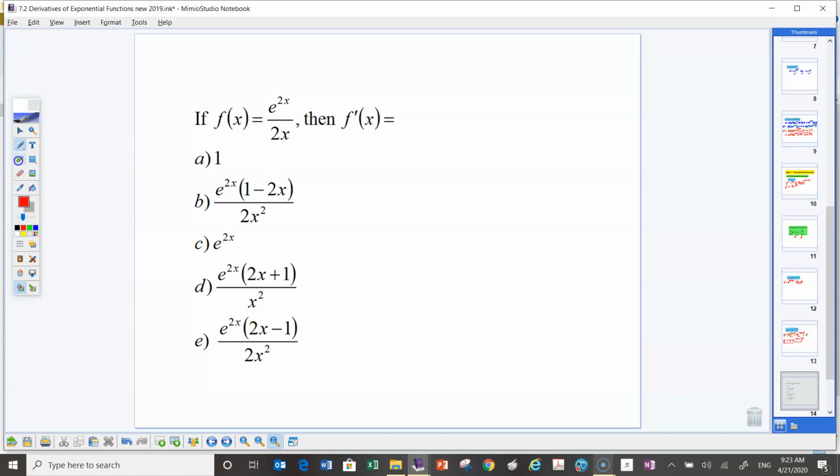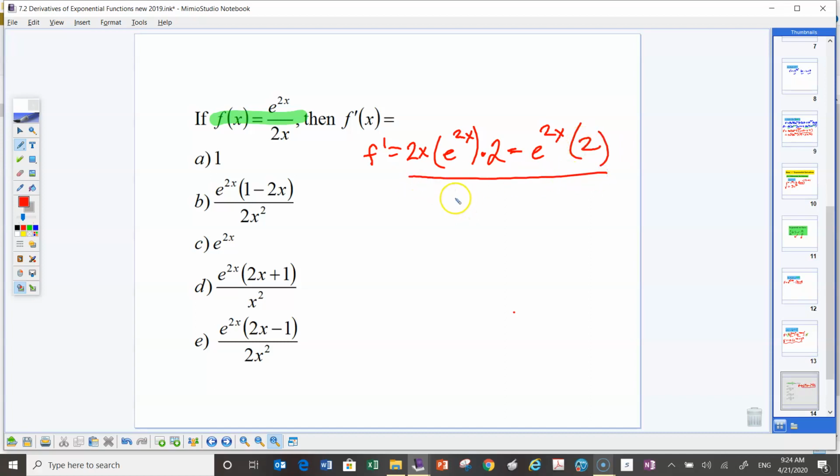So hopefully you realize that we need to use the quotient rule with this question. So f prime is going to be the bottom, which is 2x, times the derivative of the top, which is itself, times the derivative of the exponent, minus the top, times the derivative of the bottom, all divided by the bottom squared. Now when we look at this answer, that clearly isn't one of the answers, but let's simplify this and see if we can get to one of the answers.